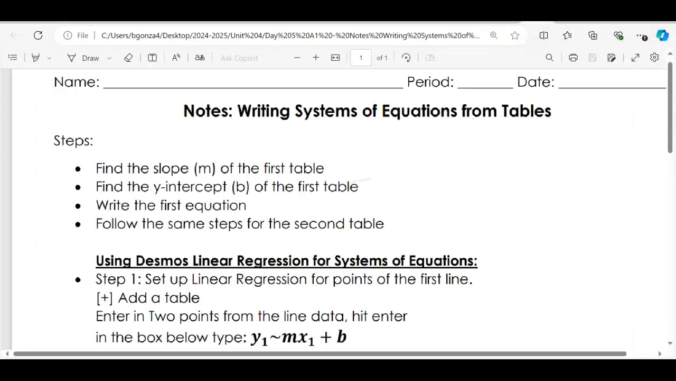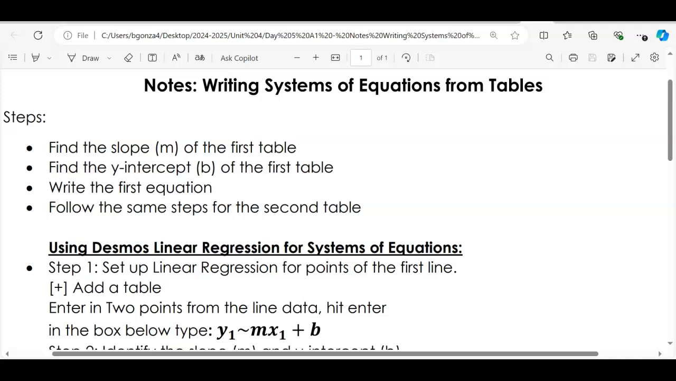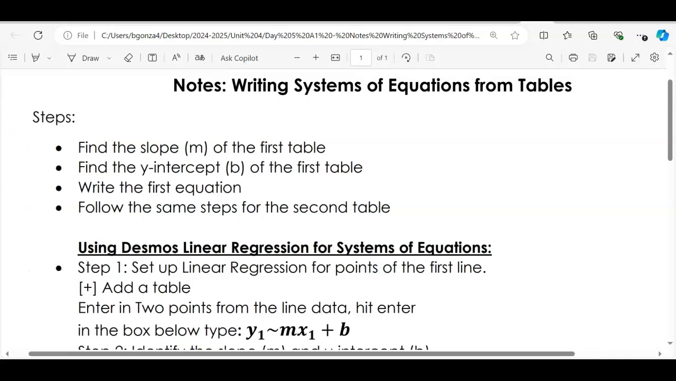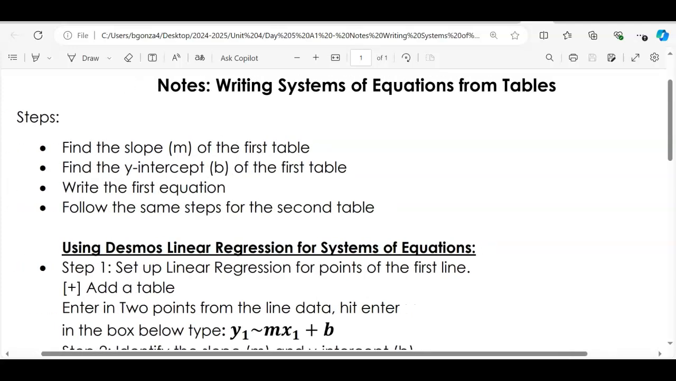Here we go. Notes. Writing systems of equations. Now, here's our steps when we're doing this. We got to find the slope and the y-intercept from the table, okay? Then we got to write the first equation and then the second equation from the tables, and I will add, then you're going to find the solution. Now, if you don't already have a Chromebook, you don't necessarily need it now because I'm going to show you on the board, but you will need it when you do the assignment.